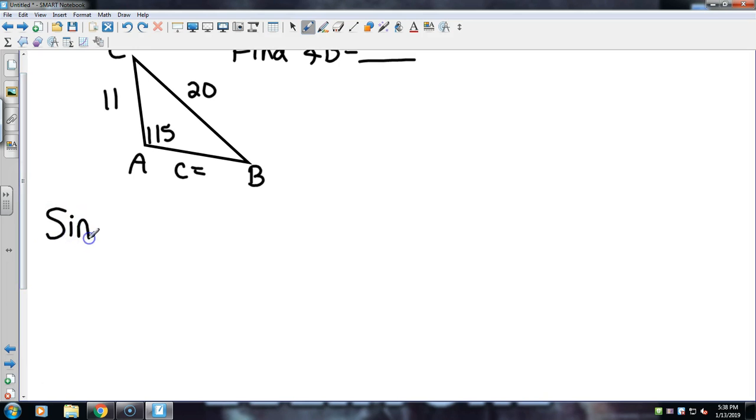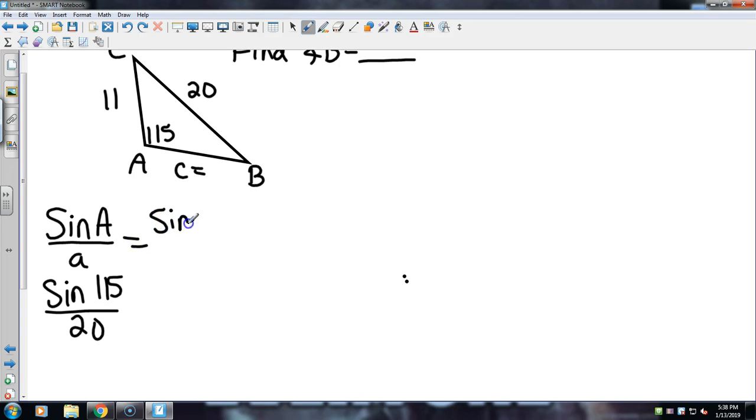I have angle A, and I have side A. Okay, so that's going to be the sine of 115 all over 20. Now, I know I'm trying to find angle B, so that's going to be my unknown. But I do know side B, which is 11. So this is the proportion that I'm going to set up.